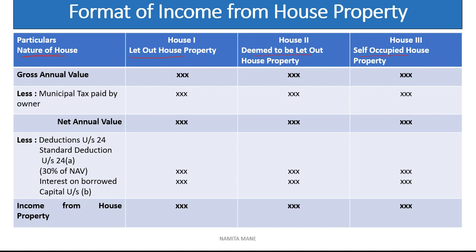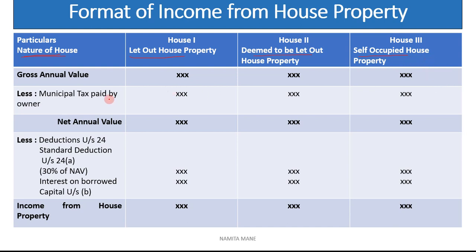Deemed to be let out house property means what? Suppose a person is having more than 2 houses, suppose 3 houses, 4 houses, whatever. So out of those 4 houses, 2 houses will be considered as self residence, and the remaining 2 houses will be considered as deemed to be let out. And self occupied house property means that the owner himself is using that house for his residence purpose, then it is called as self occupied house property.